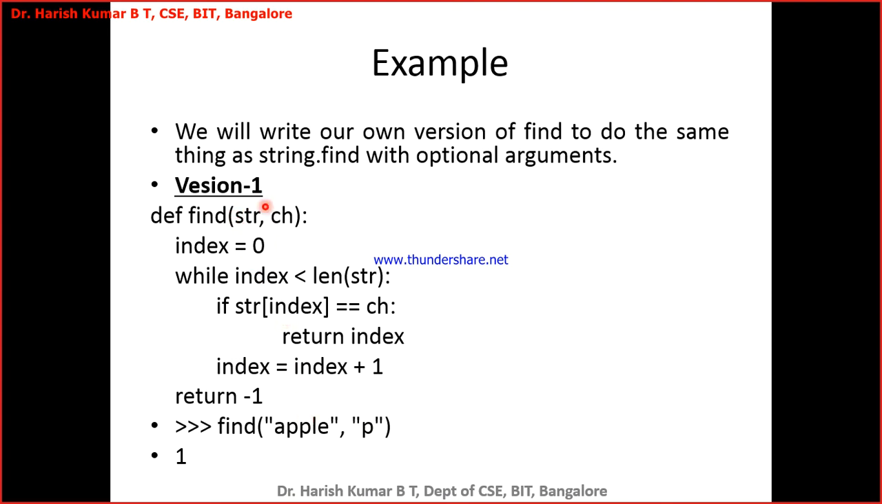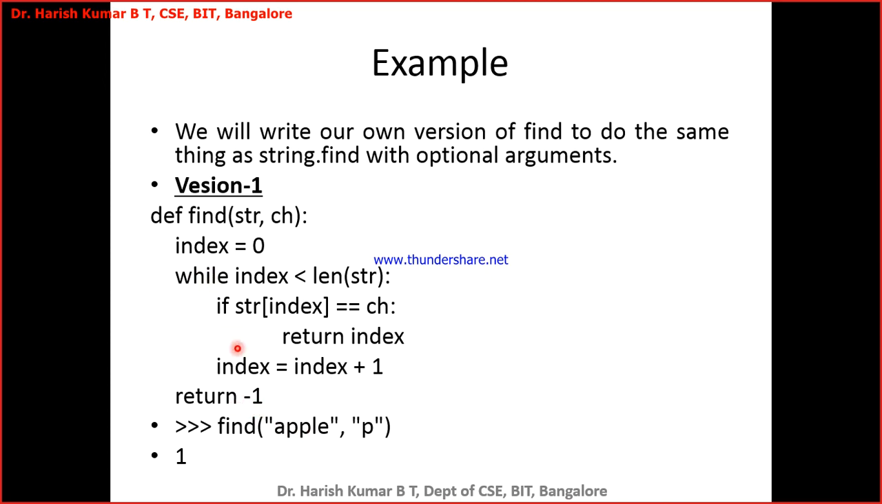So apple gets copied to the source string, and p gets copied to ch. The index we initialize to 0, and while index is less than the length of the source string, we compare str of index with ch. In case it matches, we return the index. If it doesn't match, we increment the index by 1, and we repeat as long as the index is less than the length of the string. When index crosses the length of the string, it means the pattern is not found in the source string, and we return -1.